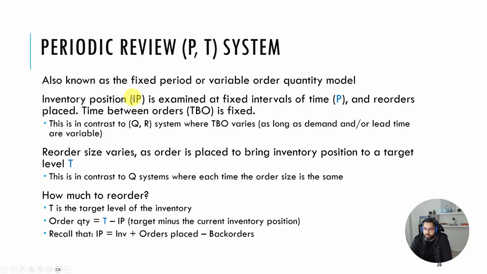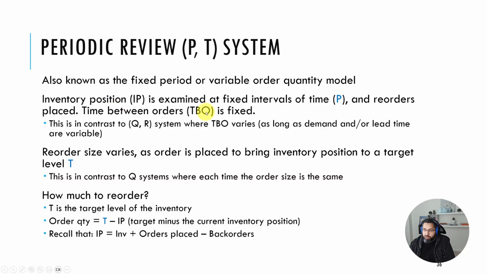Now we already looked at inventory position and we mentioned that inventory position includes the inventory on hand as well as the orders that have been placed but not yet received. They're in the pipeline. And then we also subtract any back orders because that's quantity we have promised to certain customers but we don't have right now. So when the new quantity arrives, the back order quantity will just go away and not be available for sale. So we examine the inventory position at fixed intervals of time P, and then we place the orders.